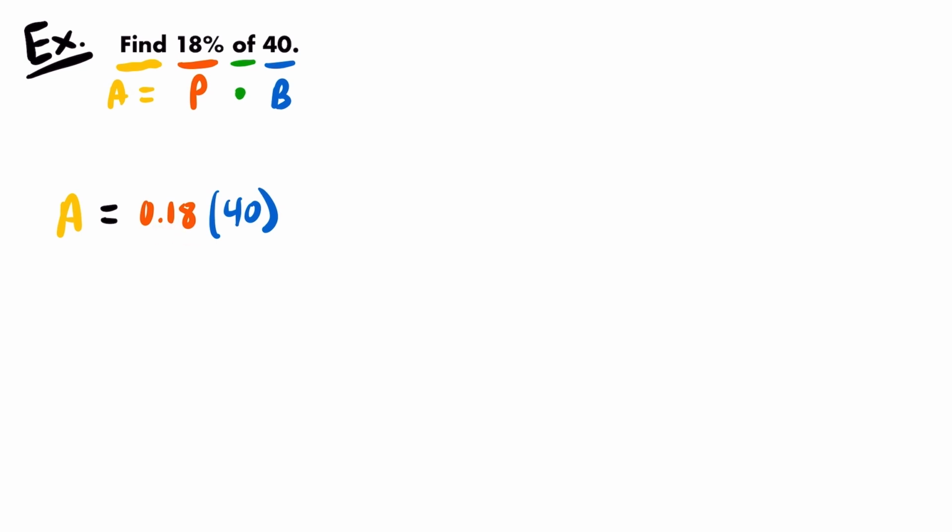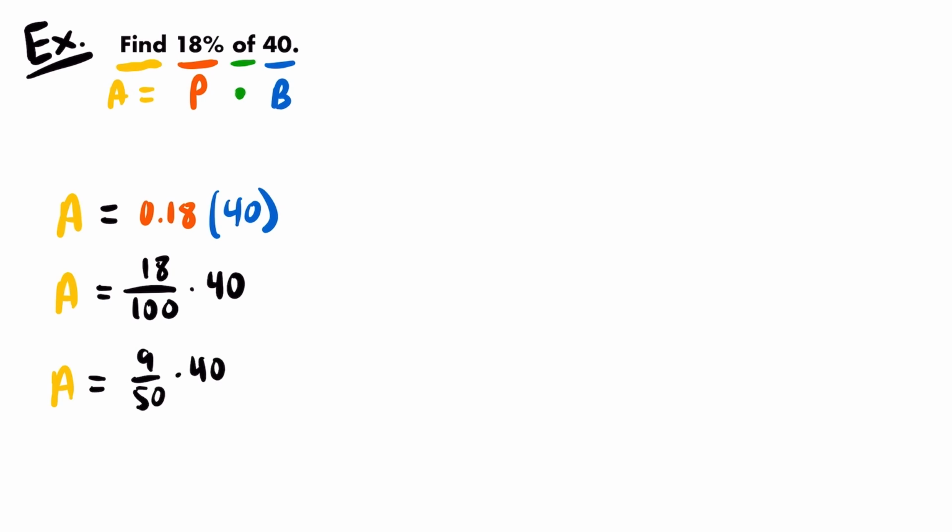Right? So in this case, A would be equal to 18 divided by 100. That is the same as 0.18. It's also the same as 18%. So we have 18 divided by 100 times 40. Now both 18 and 100 are divisible by 2. 18 divided by 2 is 9, and 100 divided by 2 is 50. So what we get here is that A is equal to 9 divided by 50 times 40.